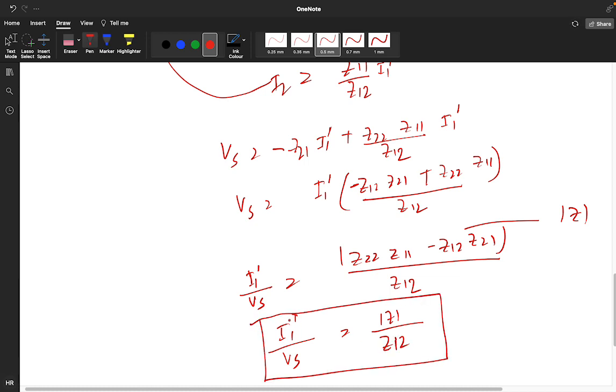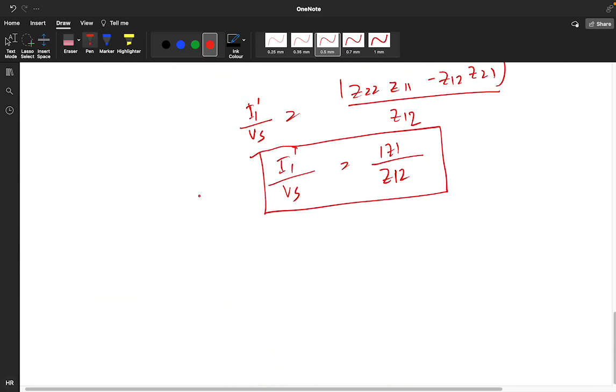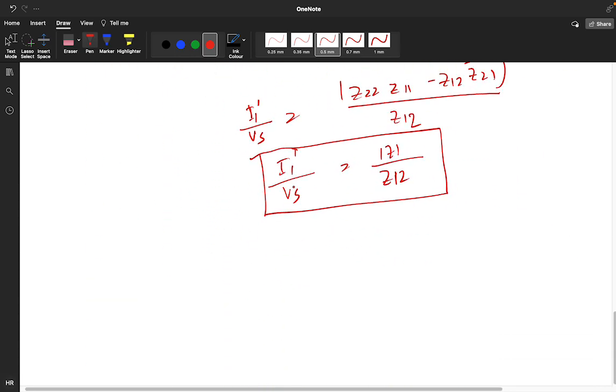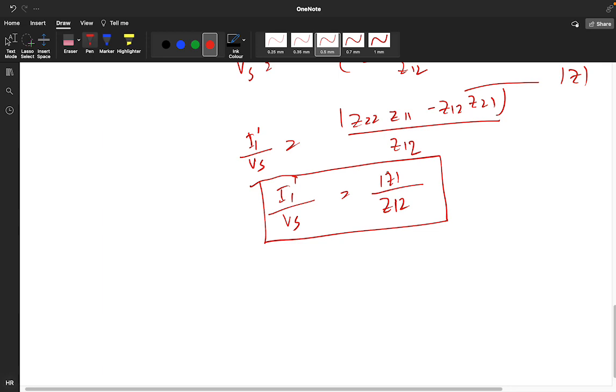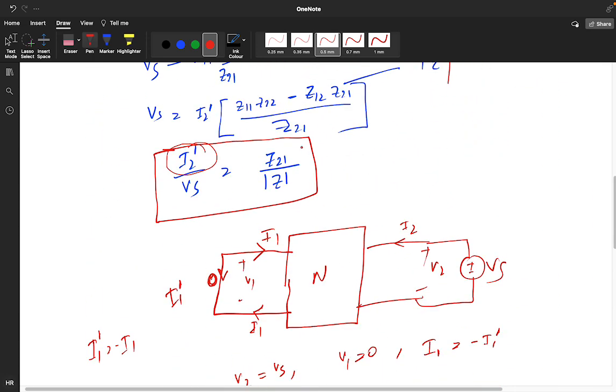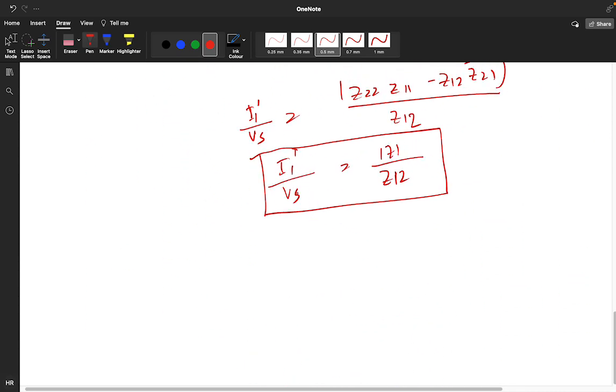In this question we did I2 dash divided by V of S, and with this, I1 dash divided by V of S. So we are getting mod Z divided by Z12, and here we are getting Z21 divided by mod Z. So here this is your output side, and this is your input side.